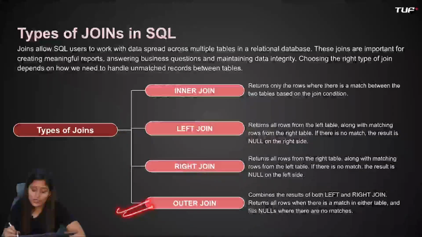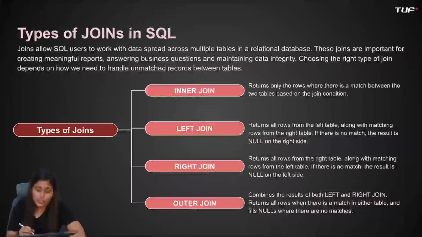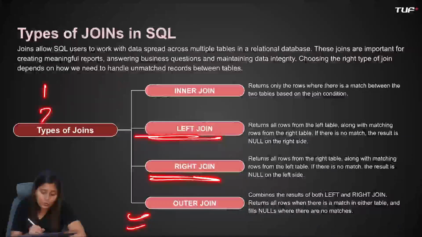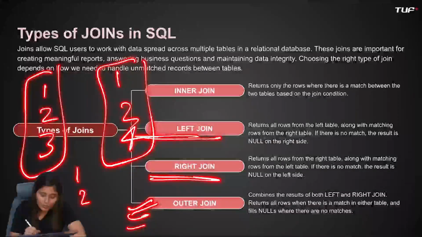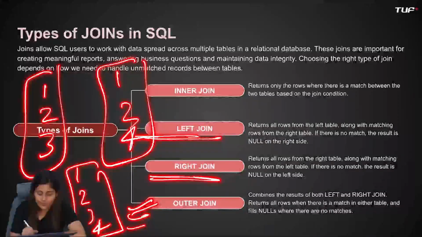And in case of outer join, basically it gives the results from both left join and right join. So it gives whatever the result of left join and whatever the result of right join. So 1, 2, 3 was the result of left join and 1, 2, 4 was the result of right join, right? So for the outer will be 1, 2 and 3 and 4. So this is what it gives, right?